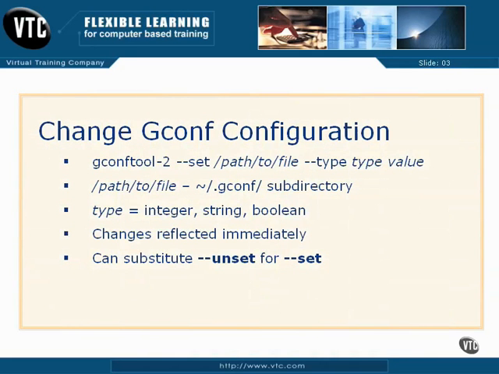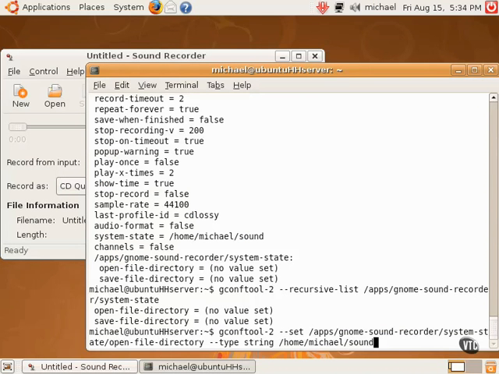Let's look at a generic version of this command. I run gconf tool-2 --set using the path to the configuration file. That's a subdirectory of my home directory in the gconf subdirectory, specifying a specific type and value courtesy of the --type switch. The type can be an integer, which I'd substitute for the italicized type in the command, or it could be a string, or it could be a Boolean value such as true or false. But any changes I make are reflected immediately.